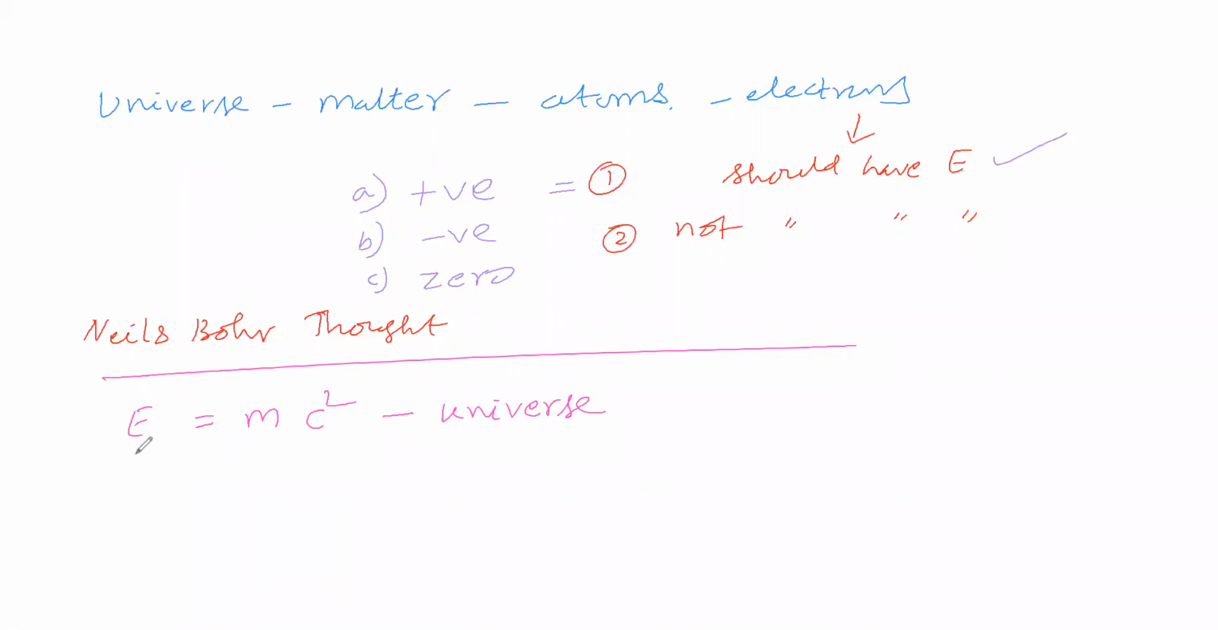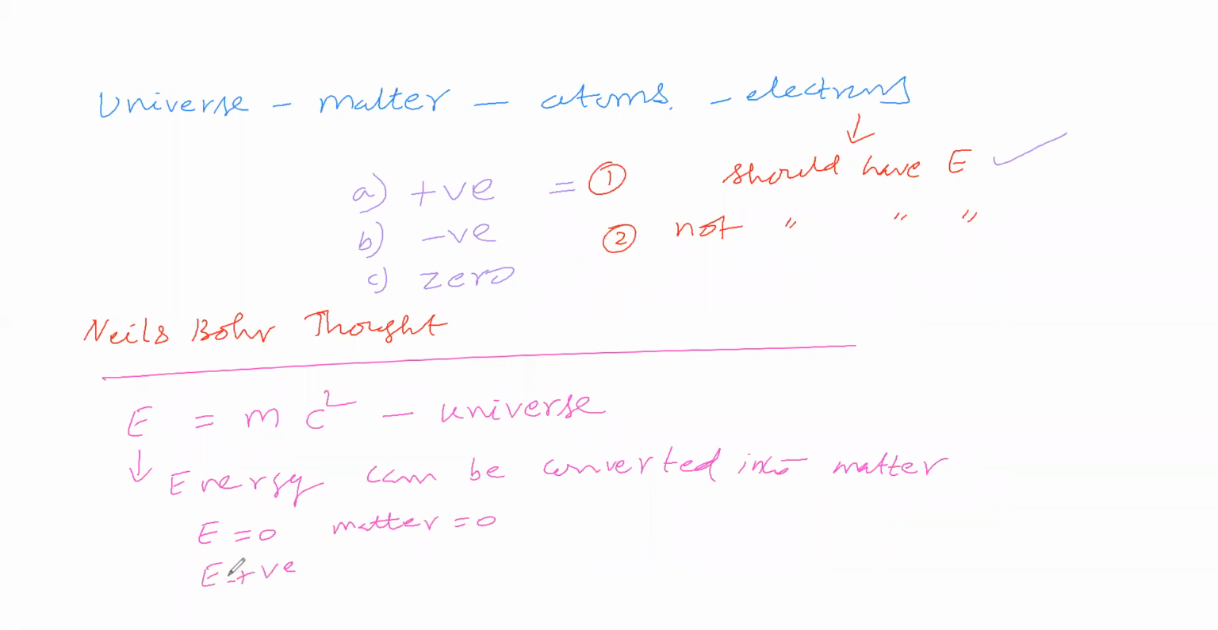What does it mean? This E is called energy. Energy can be converted into matter, and vice versa, meaning matter can be converted into energy. Now, energy can be converted into matter. Take this point: if energy is zero, what is the matter produced? Matter produced is zero. Energy is zero means there is no matter. If energy is positive, we can say some matter is produced.